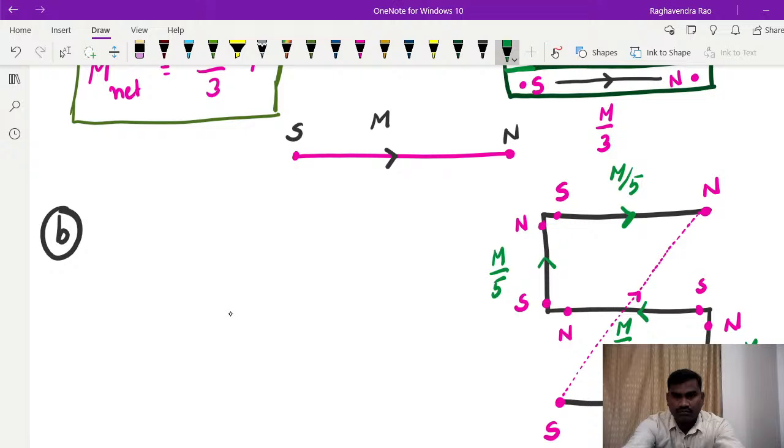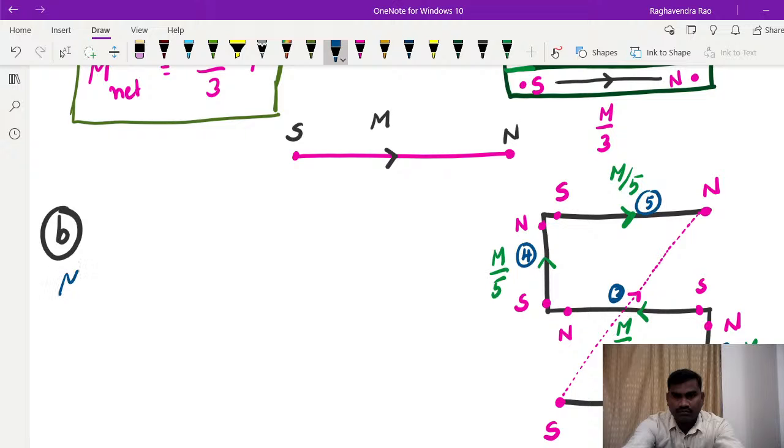M by 5. So like this we can take the magnetic moment of each part. Based on the directions we can add all of them, and we will get a net magnetic moment. For example, start here or here, whatever it is, we will take this as 1, 2, 3, 4, 5.